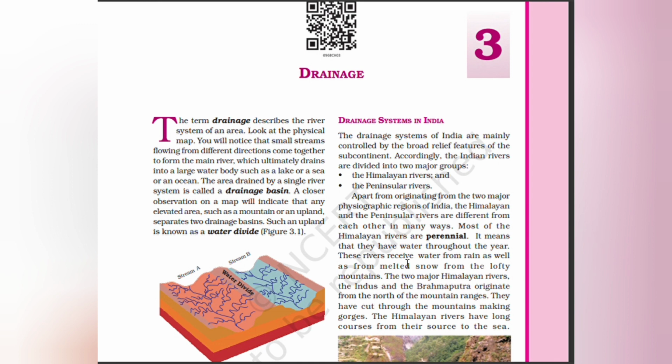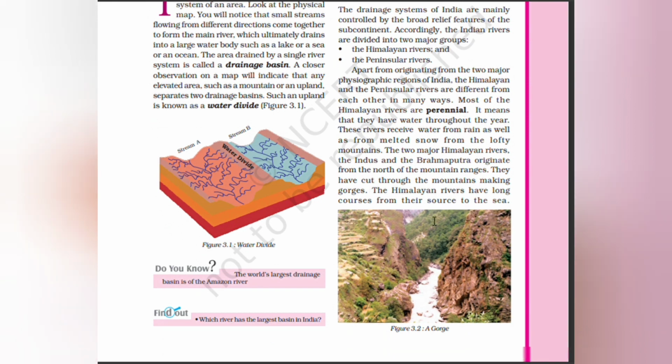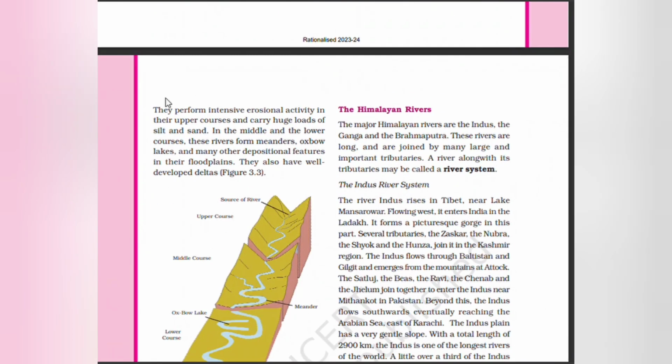These rivers receive water from the rain as well as from melted snow from the lofty mountains. The two major Himalayan rivers, the Indus and the Brahmaputra, originate from the north of the mountain ranges. They have cut through the mountains, making gorges. The Himalayan rivers have long courses from their source to the sea. They perform intensive erosional activity in their upper courses and carry huge loads of silt and sand.